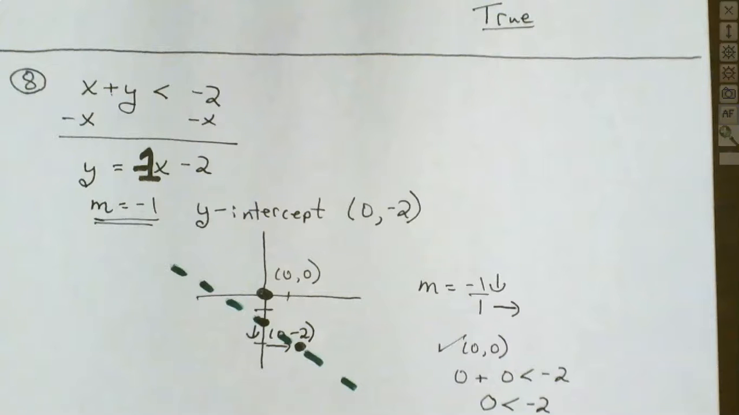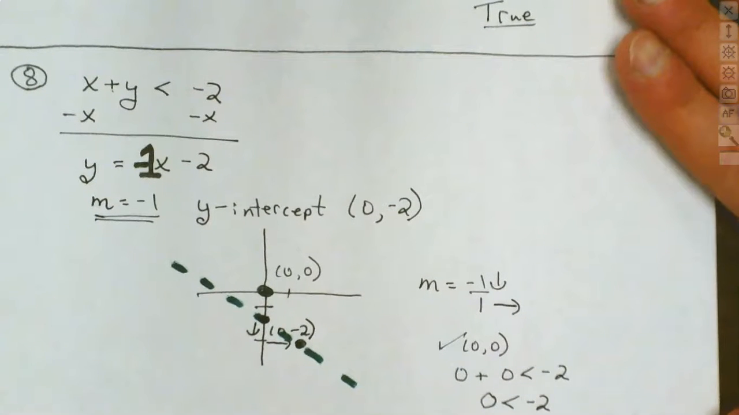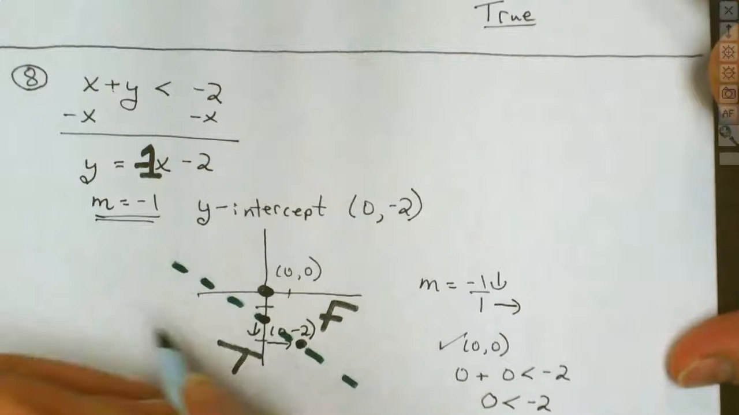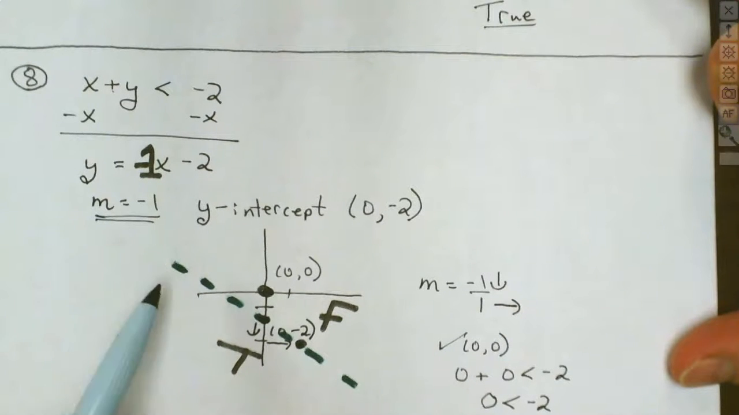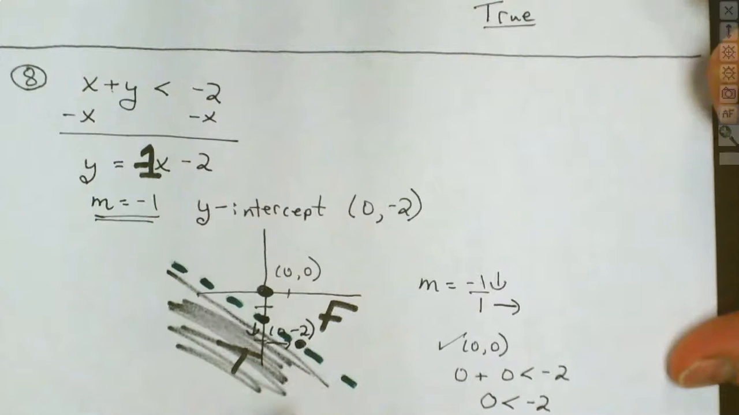Is 0 larger than negative 2? Or sorry, 0 smaller than negative 2? No. 0 is not. It's larger. So that makes that then false. So then this half is false. This half is true. Where do we shade? Again, the true region. So we'll be shading down here.